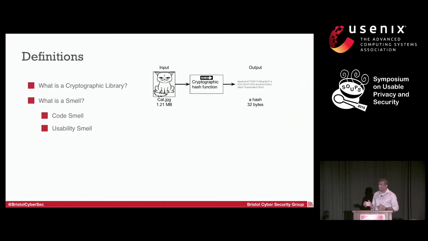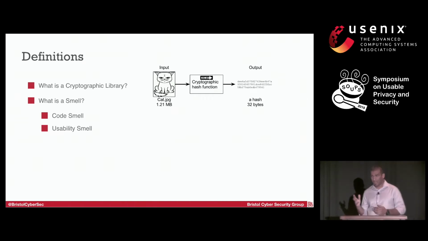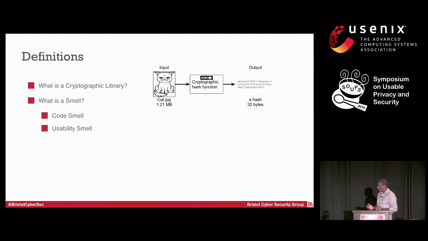So I'm going to quickly go through some definitions, as these terms are very frequently used in my study. So firstly, what is a cryptographic library? A cryptographic library is quite simply a toolkit of operations that a developer can use to implement cryptographic algorithms and features to better secure their application. Now, what is a smell? A smell is a structure in the code that indicates a violation of a design principle, and overall it negatively impacts the quality of the design.